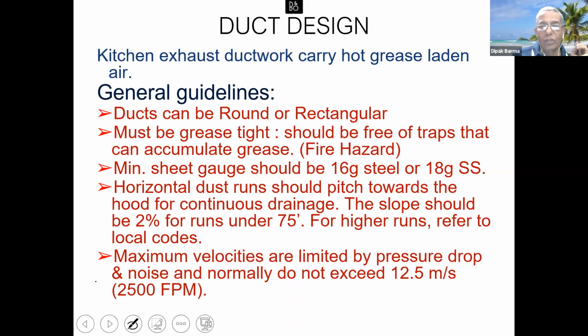Horizontal duct runs should pitch towards the hood for continuous drainage. The slope should be 2% for runs under 75 feet. For longer runs, refer to local codes for this. NBC specifies this, NFPA specifies this. There are all codes which have to be taken care of while you're designing this area. And codes are very important here. You have to go through particularly the fire codes which have to be worked.